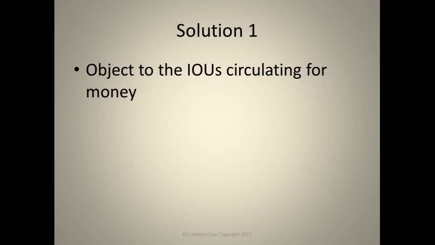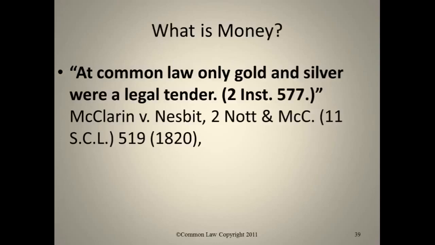So what's solution number one? Solution number one is to object to the IOUs circulating for money. At common law, only gold or silver were legal tender. Okay, at common law, if you want common law, then you got to have honest measures. If you tender Federal Reserve notes, you will never get common law. Okay? Hell will freeze over before you get common law if you tender Federal Reserve notes.